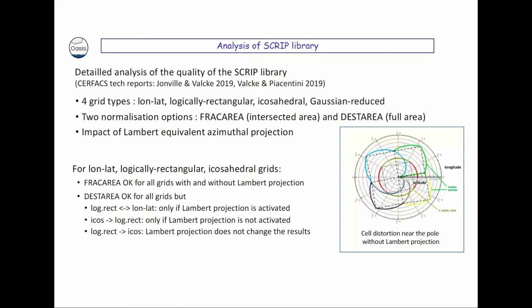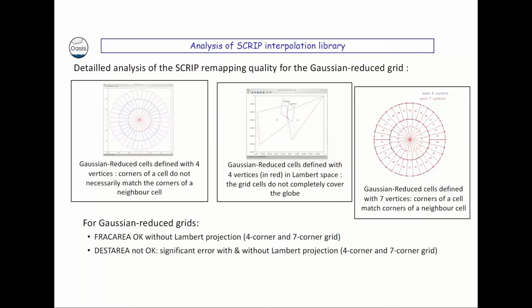And basically the result is that everything is okay with the SCRIP library for regular lat-lon grids, logically rectangular grids and icosahedral grids. But we still do have a problem for the Gaussian reduced grid. The Gaussian reduced grid has a certain number of cells, and then when you go up to the north, you have a reduced number of cells per latitude row. And basically what we were doing before is that each cell is defined with 4 vertices. But you see on the graph on the left that if you define the mesh, the cells, like that, the corner of a cell is not necessarily the corner of a neighbor cell. So it's not really well defined.